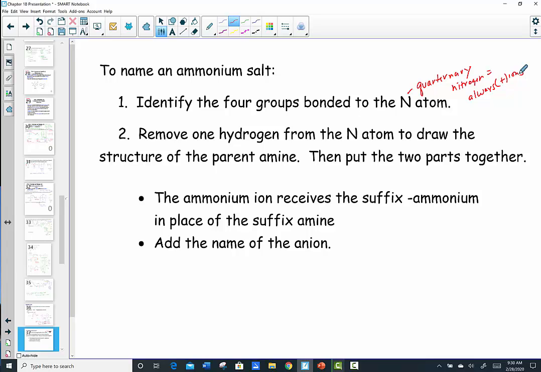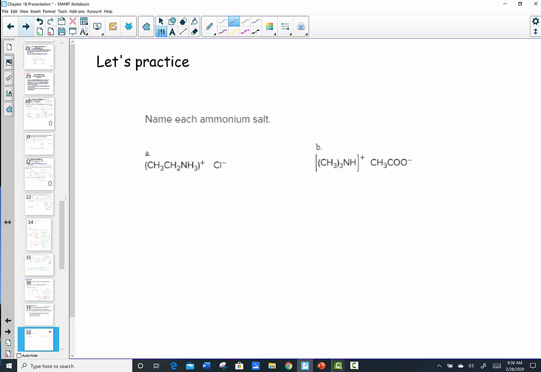Let's practice, because those rules seem like a long set of rules, but it's really not. How would you name the salt from the parent amine? That's all we're really looking at, changing the word amine to ammonium. Let's try it. Here I have the positive and a negative ion, and that's the definition of a salt. Since it's a nitrogen-based salt, it's called an ammonium salt.